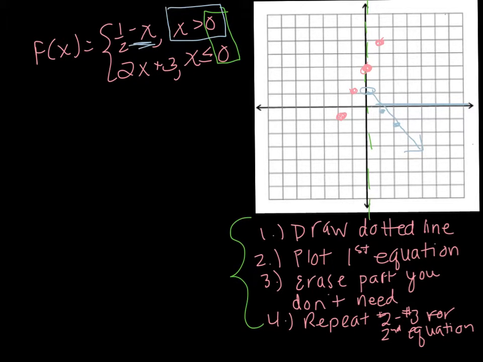I only want the pieces that are less than or equal to 0. That's on this side of the dotted line. My negative x values are over here. So I erase any points that are on the other side of the line and connect my points with a straight line. I'd say a nice straight line, but my straight lines aren't as nice right now.